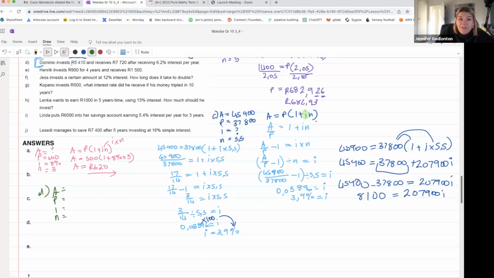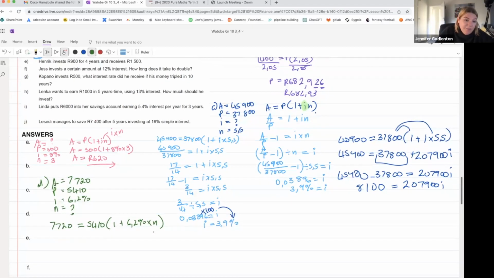Okay, Dominic invests 5,410 Rand. If that's an investment, then that's our P value. Receives 7,720 Rand. That's our A value. It was a 6.2% interest rate, and our N value we don't know. So if we pop that into our formula, 7,720 is equal to 5,410 times 1 plus 6.2% times N. They can ask you to find any of these variables in an exam.